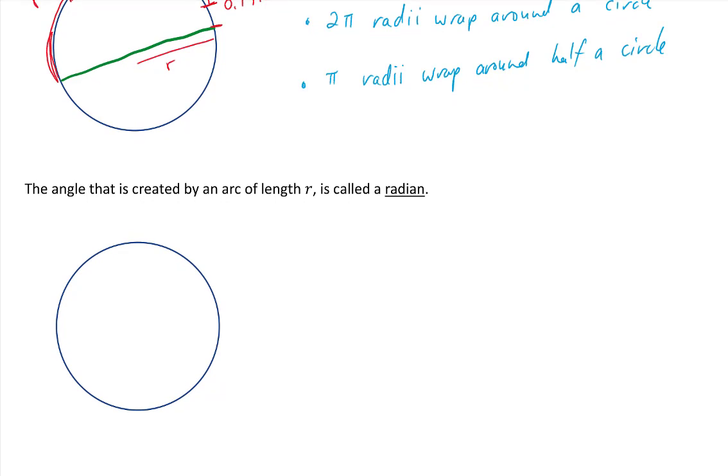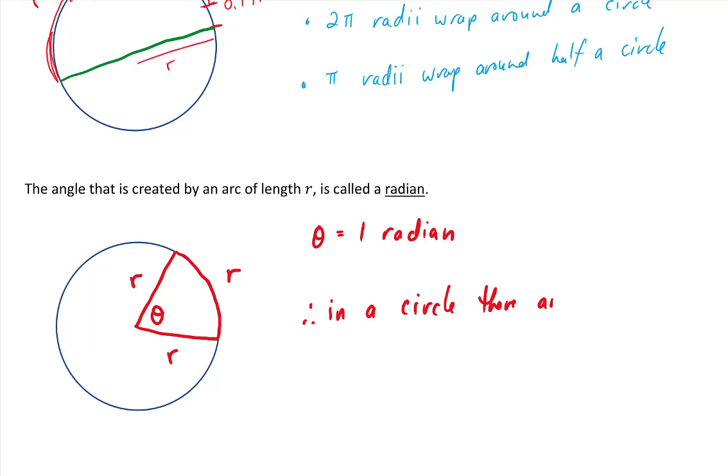So now let's talk about a radian. The angle that is created by an arc length r is called a radian. So what we're saying is that if you take the radius of this circle and wrap it around the outside of this circle, so here's the length of one radius on the outside, the angle that you have traveled, theta, is equal to 1 radian. So again, in a circle, there would be 2 pi of these radians. And in half a circle, there'd be pi radians.